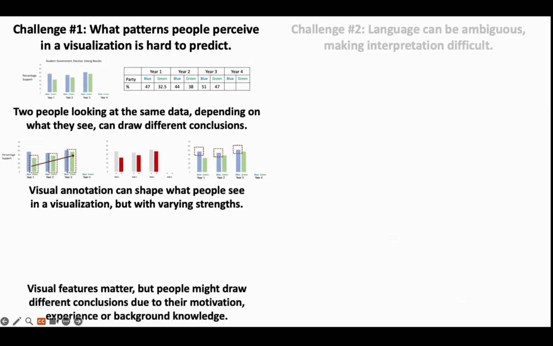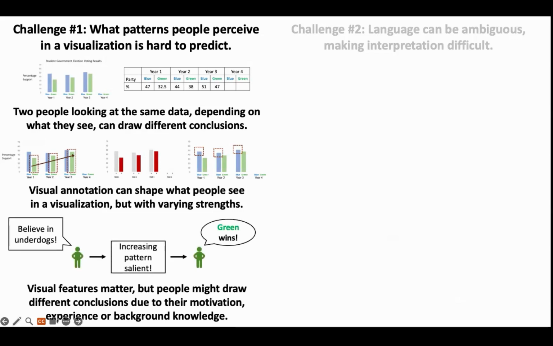All right. And the last thing I want to say is that visual feature matters, but people also draw conclusions because of their motivation, their experience, and their background knowledge, right? Like imagine I'm a person who believes in underdogs because my university really sucks at football. So I want to see increasing, is Maryland? We're not good at it. So y'all with me here.